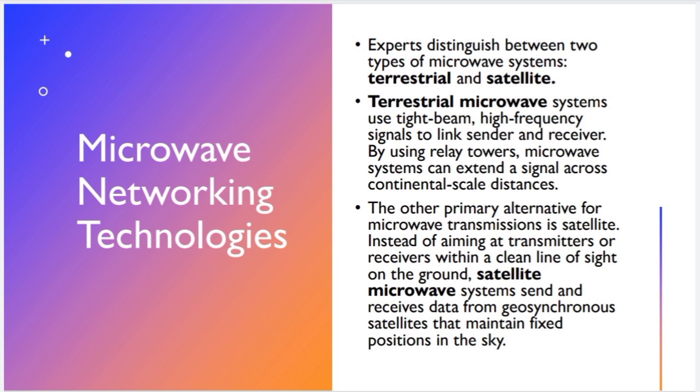Microwave networking technology. Experts distinguish two types of microwave systems, which are terrestrial and satellite. Terrestrial microwave systems use a tight beam of high-frequency signals to link sender and receiver. By using relay towers, microwave systems can extend a signal across a continental scale distance. The other primary alternative for microwave transmission is satellite. Instead of aiming at transmitters or receivers within a clean line of sight on the ground, satellite microwave systems send and receive data from geosynchronous satellites that maintain a fixed position in the sky.